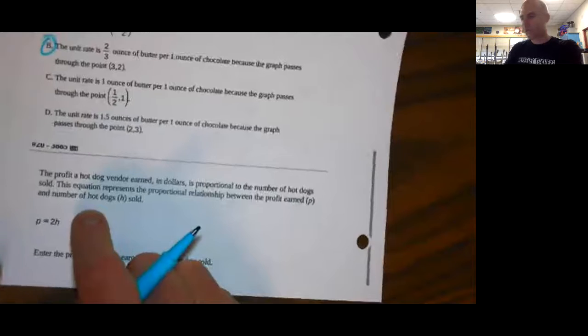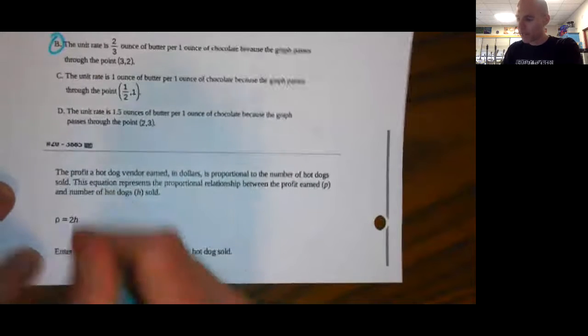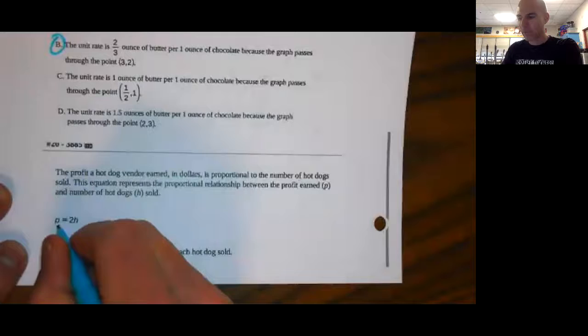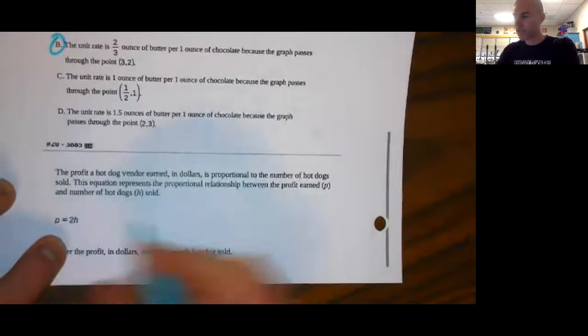The last one says that this equation here represents how much profit is made, P, for any number of hot dogs sold, H. So P is the profit.